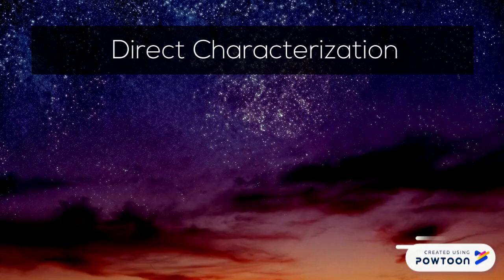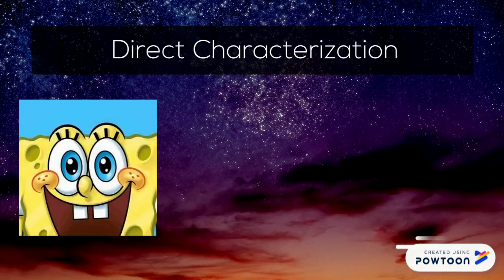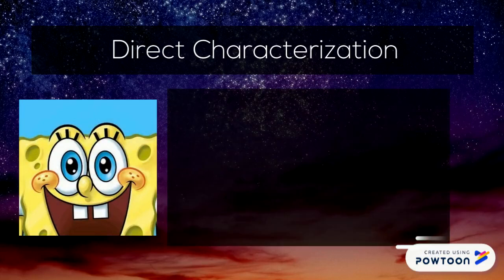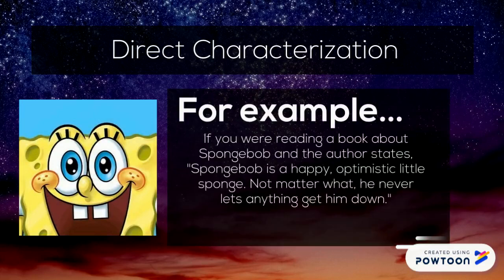To help explain a little better, imagine you're reading a book about SpongeBob SquarePants, where the author says, SpongeBob is a happy, optimistic little sponge. No matter what, he never lets anything get him down. This is direct characterization because the reader's told exactly what the character is like.